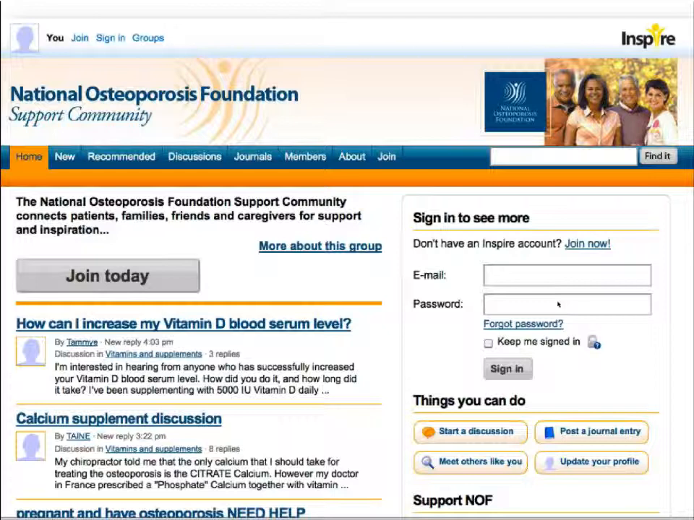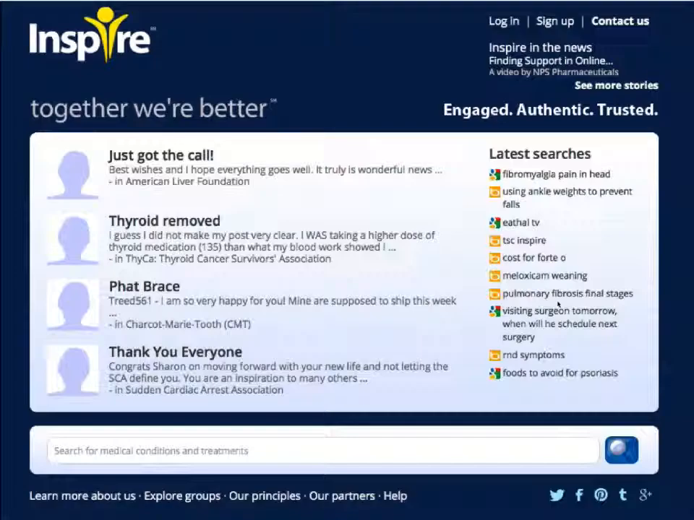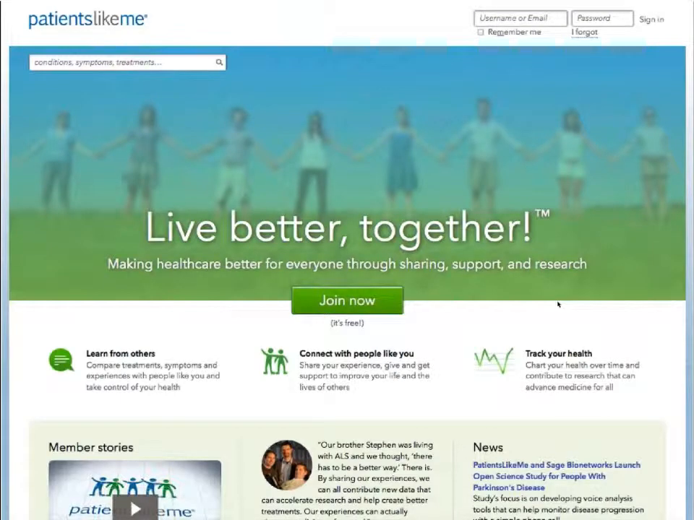So here are some examples of just a few of these patient support communities online. The Osteoporosis Foundation, Inspire.com, which I'm a huge fan of. Patients Like Me is probably the largest of any of these. They've got dozens of online communities, very focused.